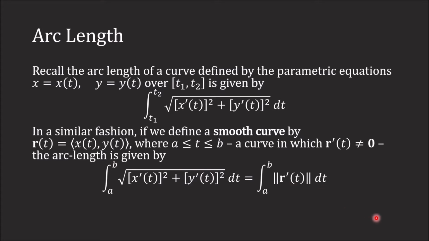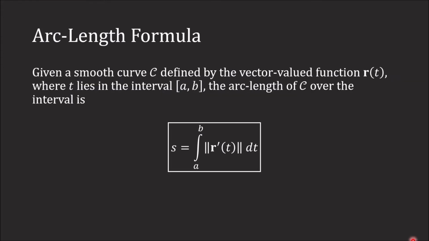Now, a smooth curve is a curve in which r prime of t is not equal to 0. This will still hold even if it is a space curve. And so this is our arc length formula: S is equal to the integral from a to b of the magnitude of r prime of t dt.